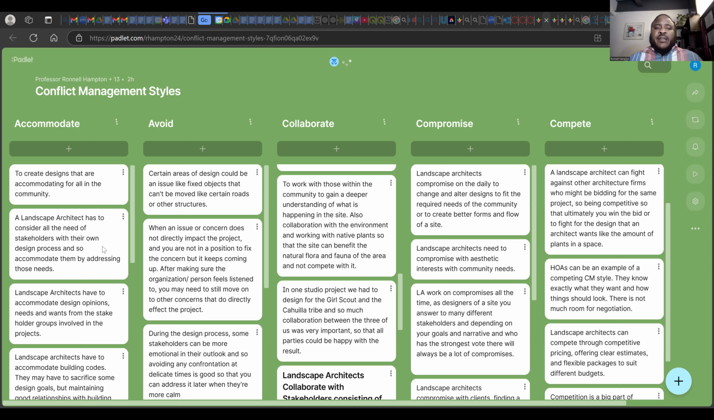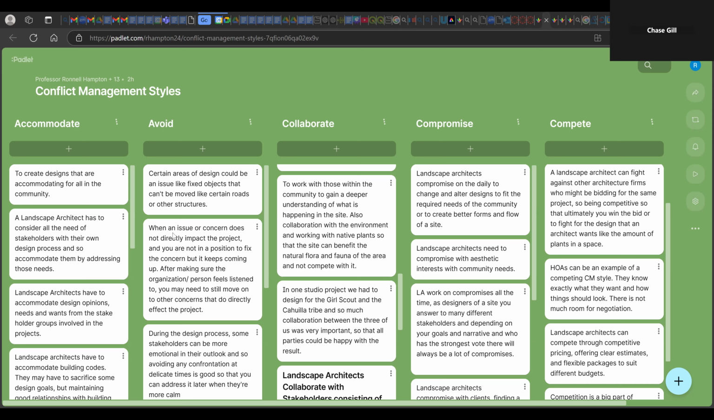Let's go to avoid. This is an interesting one. This is the avoidant turtle, right? So in what situations in the design process is avoiding happening, or can it be meaningful, or have you witnessed it? Anybody want to jump in and share, based off of what they are interested in or what they wrote?